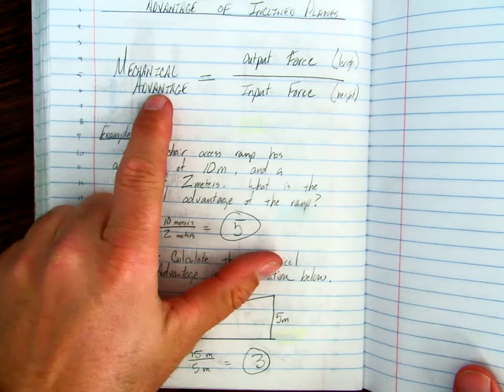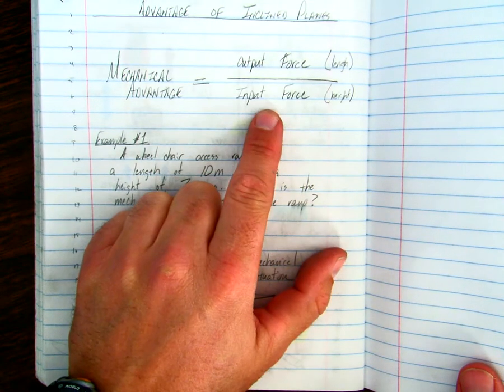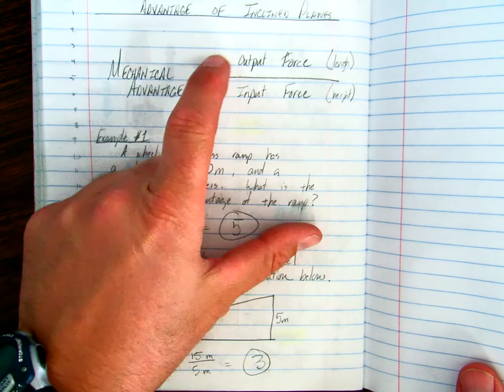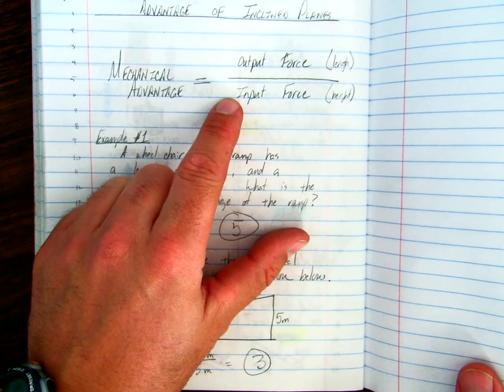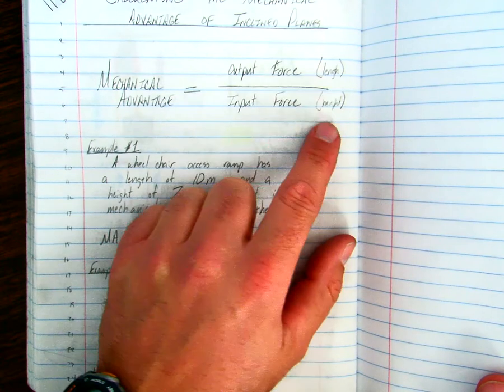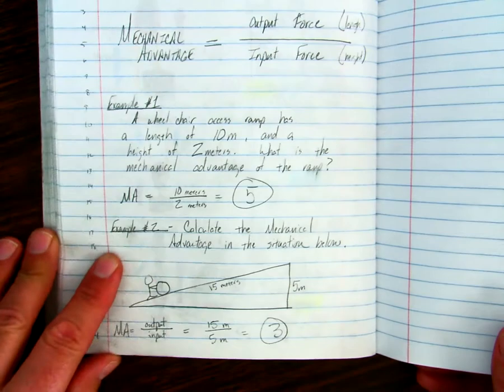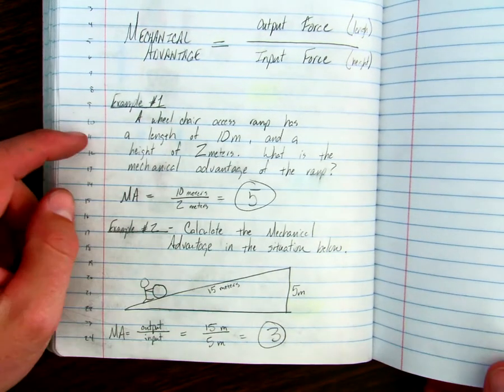So the formula for mechanical advantage is output force over input force. So this is output force divided by your input force. Another way to look at this is your length divided by your height. I gave a couple of examples here, and we'll go over these again.